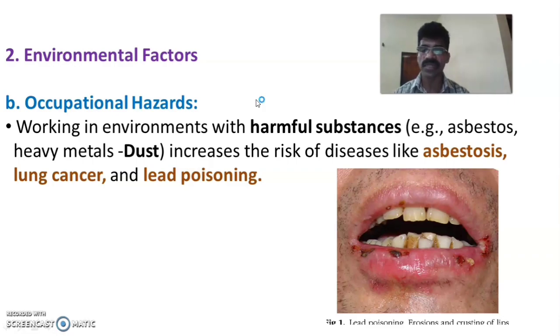Second is occupational hazards, the various risk factors in the occupational or work setting. Working in an environment with harmful substances such as asbestos, silica, heavy metals like lead, and different types of dust increases the risk of diseases like asbestosis. Inhalation of asbestos dust for a prolonged period will lead to respiratory disease called asbestosis. Inhalation can cause various lung cancers and pneumoconiosis. Prolonged exposure to heavy metals may lead to lead poisoning.